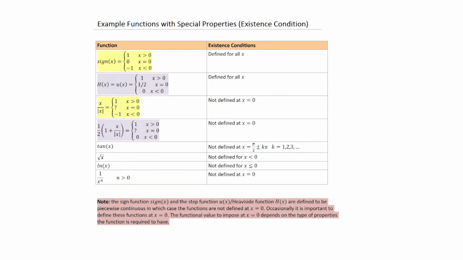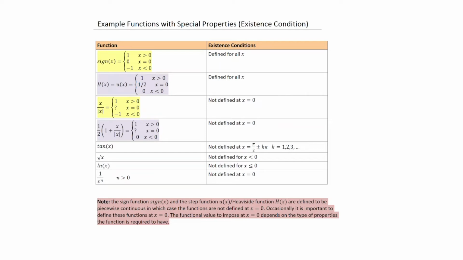Typically these functions take the value 0 for the sign function and 1/2 for the Heaviside because they are used in a number of applications. In particular, if we look at the Heaviside function and take its derivative, we end up with something that is referred to as a Dirac delta distribution, which we'll be discussing a little bit later in the course. It's very useful in terms of solving a wide range of problems.